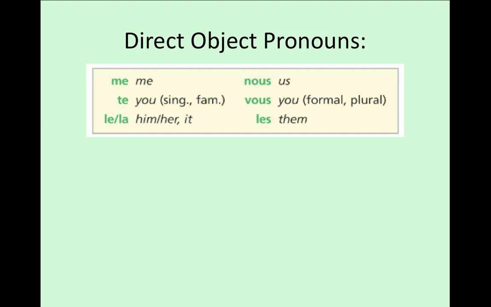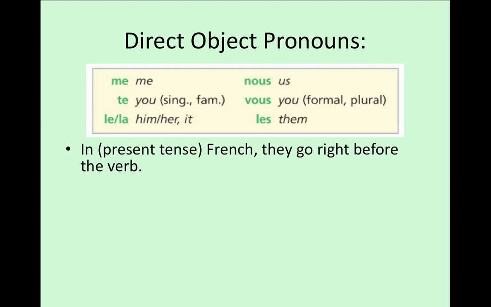In French, you can do the same thing, and you use these direct object pronouns to replace the direct objects. For me, it's me. For you, singular and informal, it's te. If you want to say him or it in the masculine form, it's le. And her or it in the feminine form is la. To replace us, you're going to use nous. To replace you, formal or plural, you're going to use vous. And to replace them, you're going to use les.